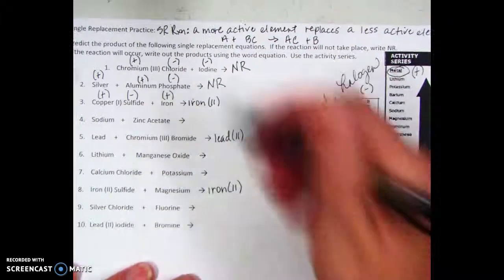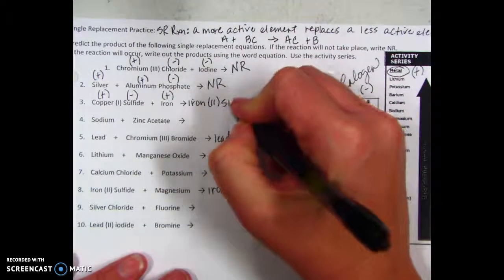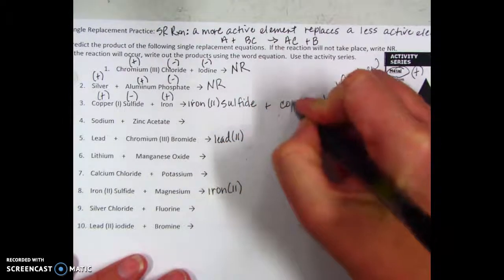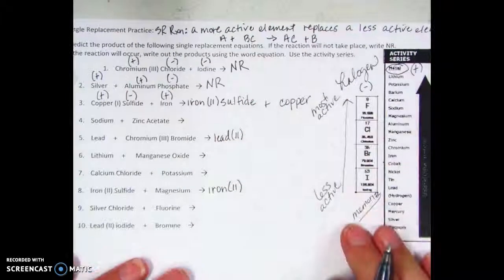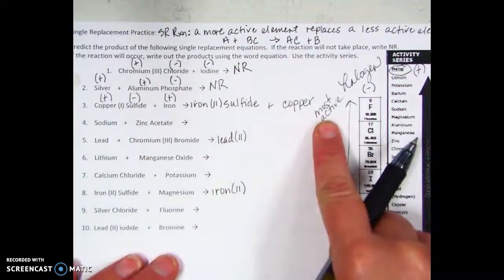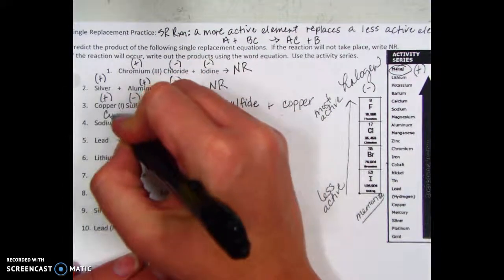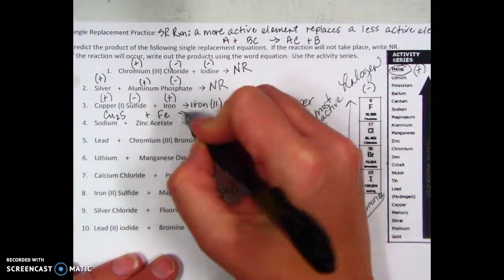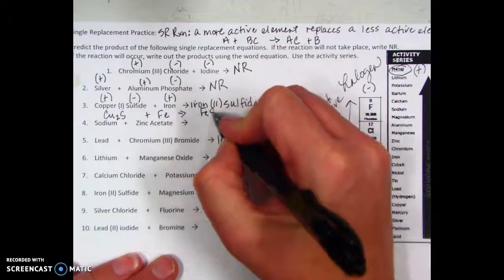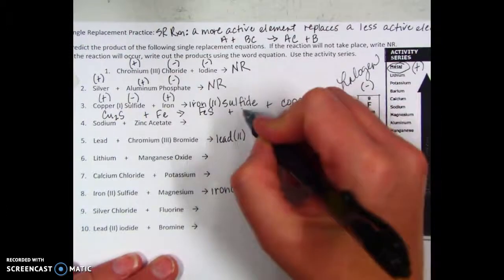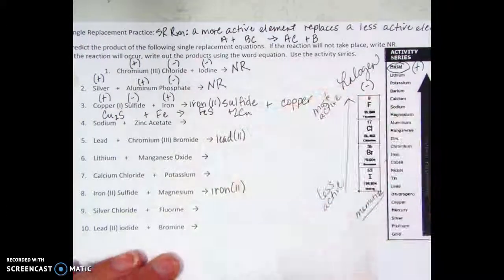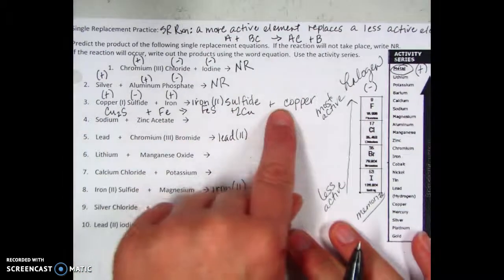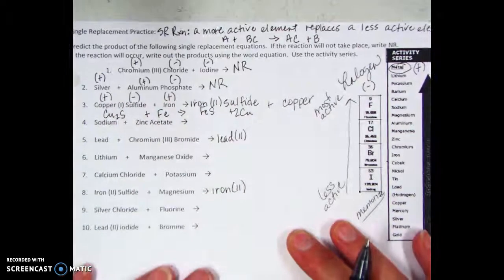Yes. So it will be iron 2 sulfide plus copper. Your extra credit on your test will be to write this out in symbols. So Cu2S plus Fe yields FeS plus Cu. And you'll just need to balance it. So you're going to do that on your test. If you write out the equation, you'll have some extra bonus points for you.